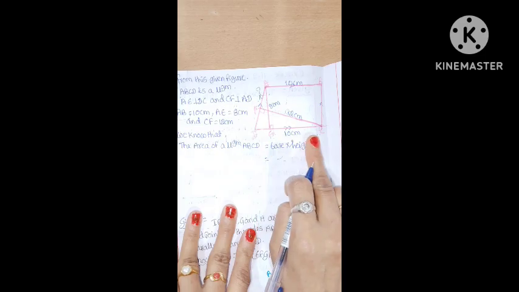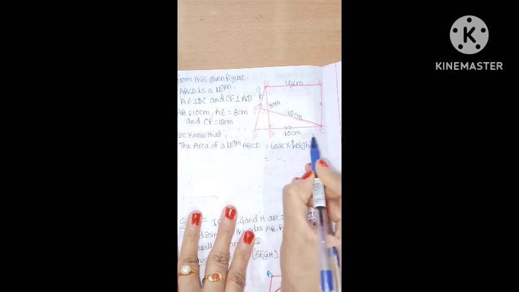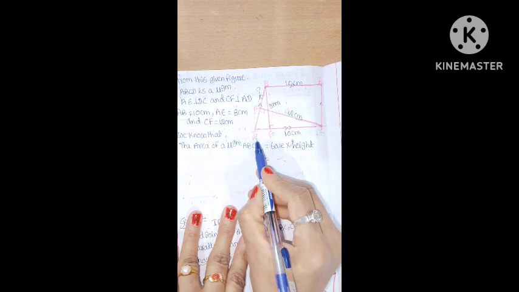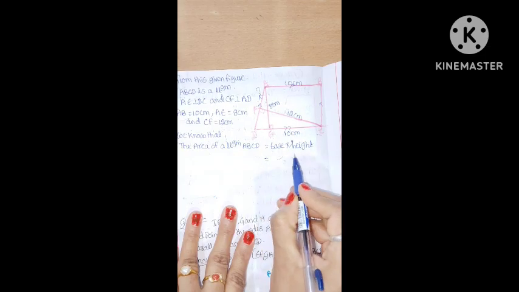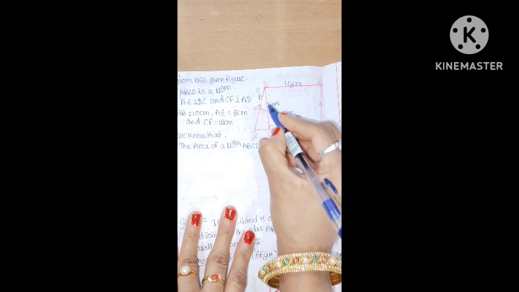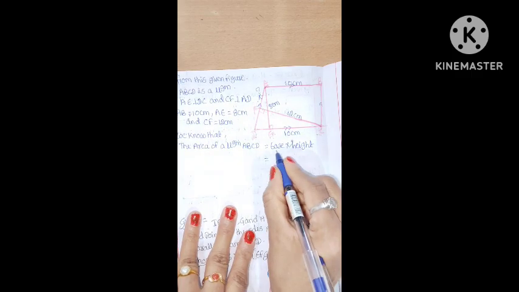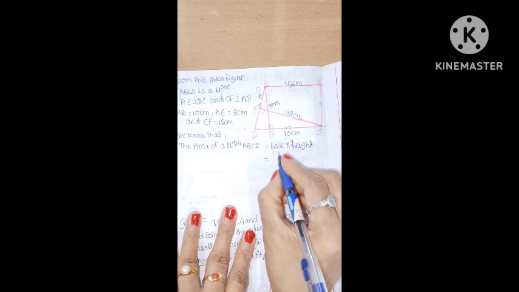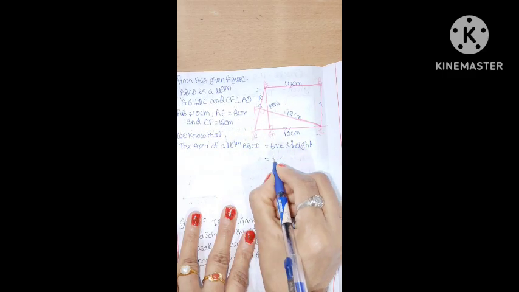Here, first we should take this base, DC base. ABCD is a parallelogram. First of all, we should take this base DC into height. Height is this altitude. Any base into altitude is the area of the parallelogram. So that's why, first we should take this one only.